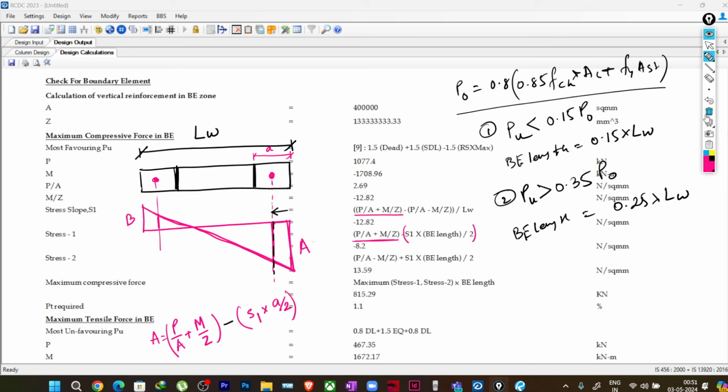In the second case, now here I am considering this B is a tension. It can be compression also, there is no problem. So here B is nothing but P by A minus M by Z, correct? Now I want to get the stress at this particular location.